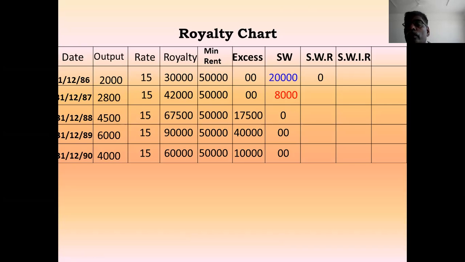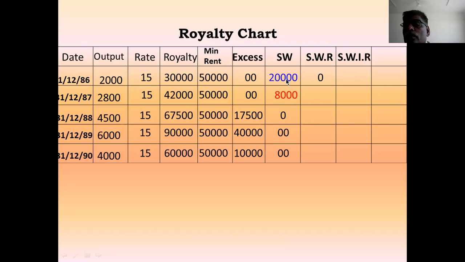Therefore, out of 20,000, it is possible to recover 18,000 only, and 2,000 cannot be recovered. Therefore, in the first year itself, that 2,000 goes to the irrecovery column. Remember this. First year, 2,000 is to be transferred to the short working irrecovery column. Remember this.